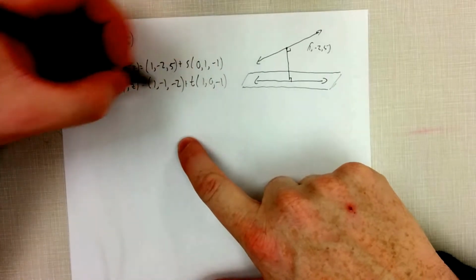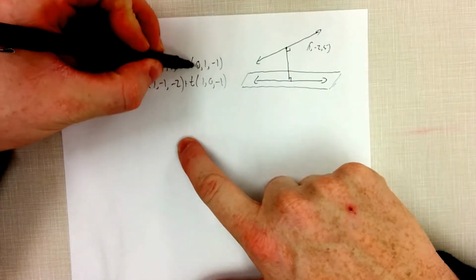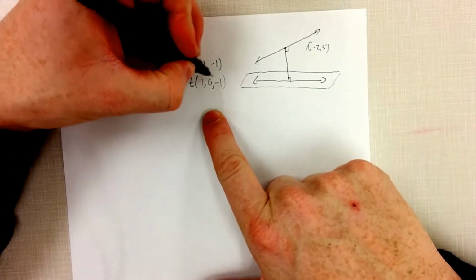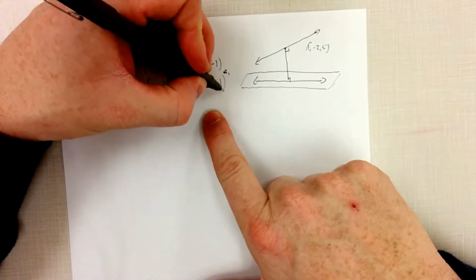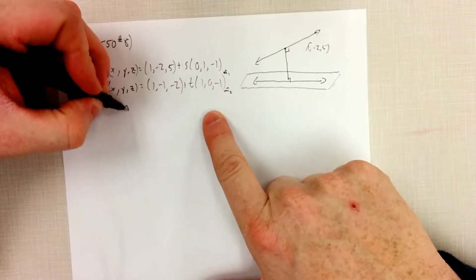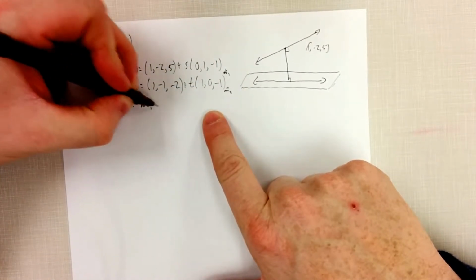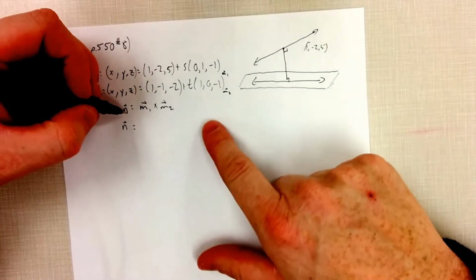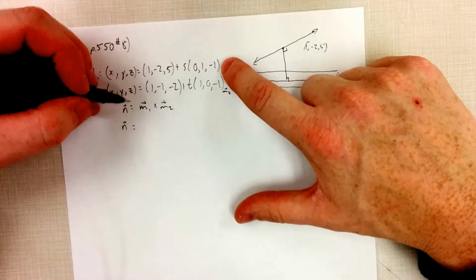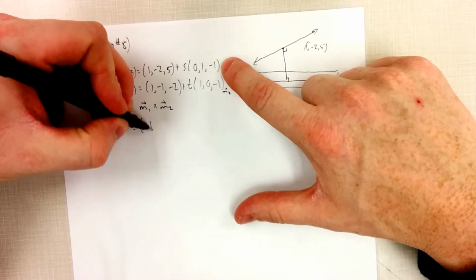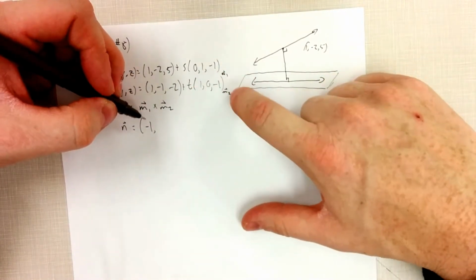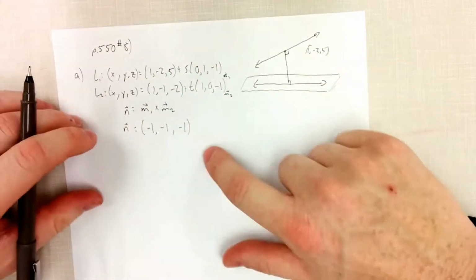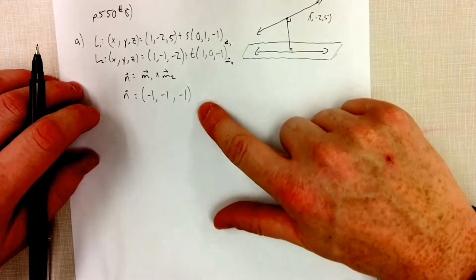To find this plane, I'm going to cross product these two direction vectors in order to get a normal. So if this here is direction vector 1 and this is direction vector 2, then the normal to the planes will be M1 cross M2. If we do this, I would get -1, then 1, 0, -1 and then 0, -1, -1. Oh, isn't that nice? Now -1, -1, -1.